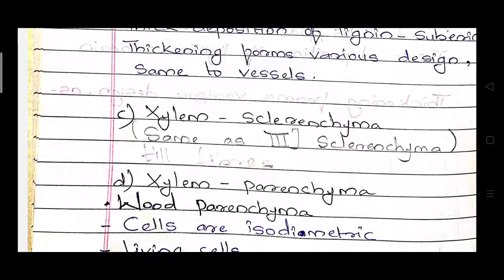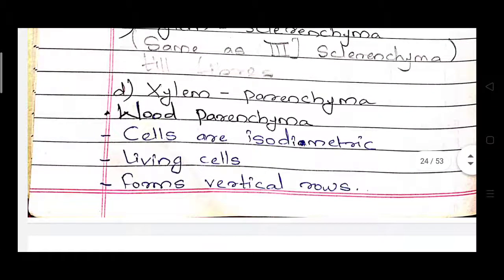Then the third part in the xylem is the sclerenchyma. It is the same as the sclerenchymatous tissue, as I discussed in previous videos. Same information you can write here, till the types of this sclerenchyma, that is fibers and tracheids.